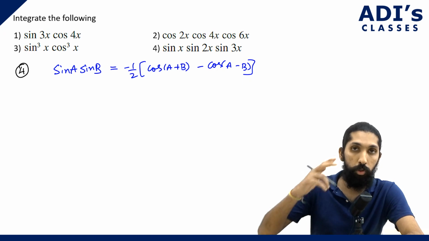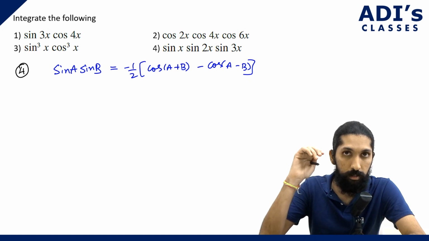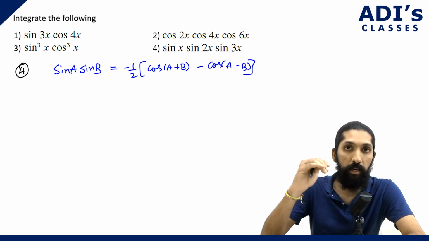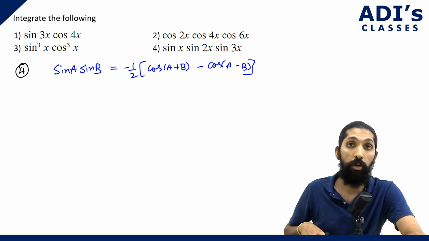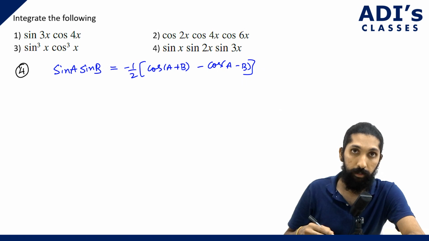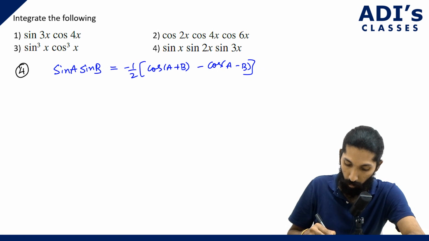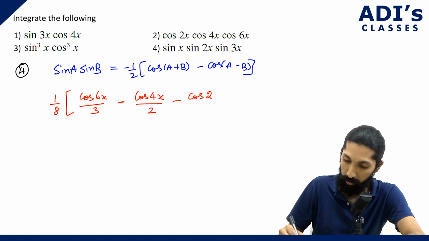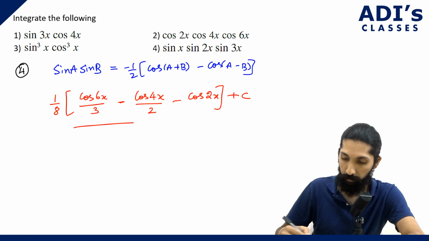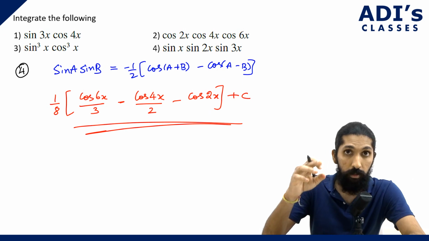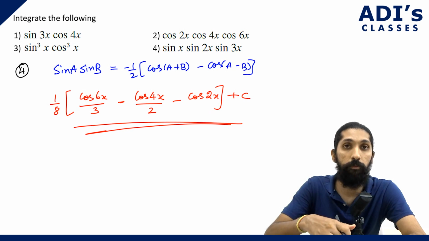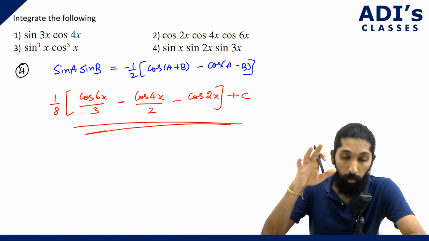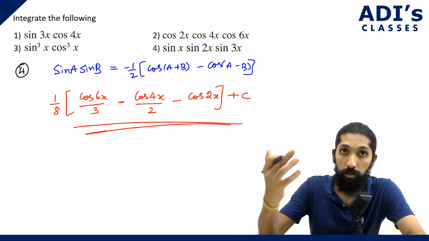Then take two of them together, just like what we have discussed in the second problem. Exactly like that, I want you to solve this one. And once you solve this, guys, the final answer what you're going to get is going to be 1 by 8 of cos 6x by 3 minus cos 4x divided by 2 minus cos 2x plus c. Now, this is going to be the final answer. Please cross check, verify whatever you've got is right or not. Okay, but I want you to solve this on your own so that you know how to solve these kind of problems.